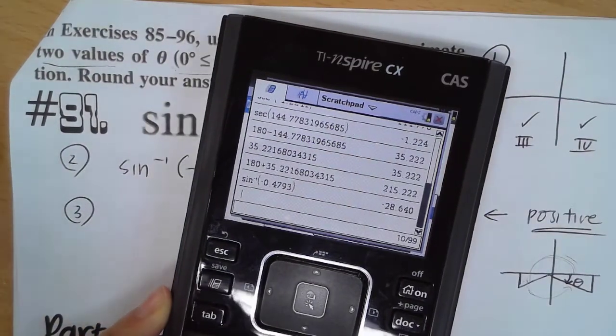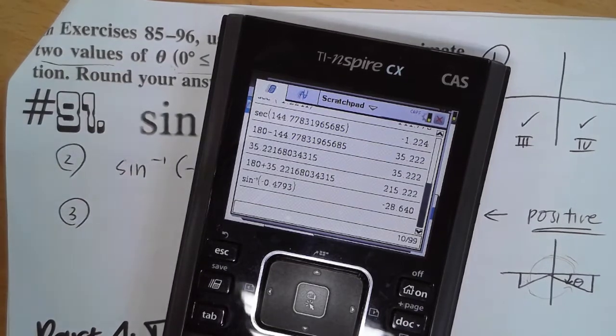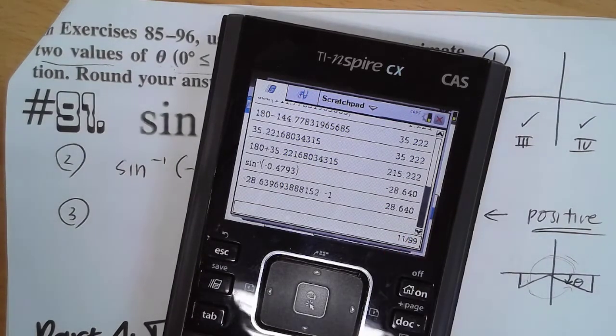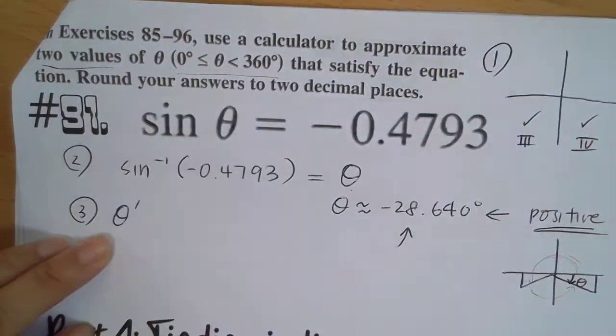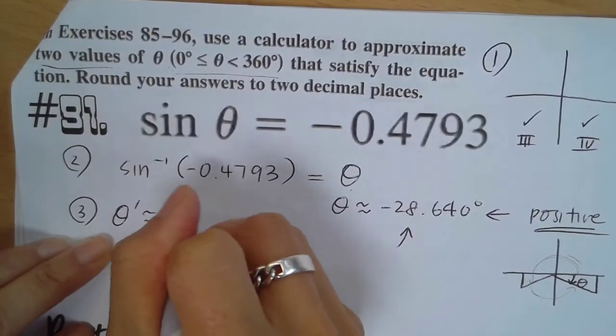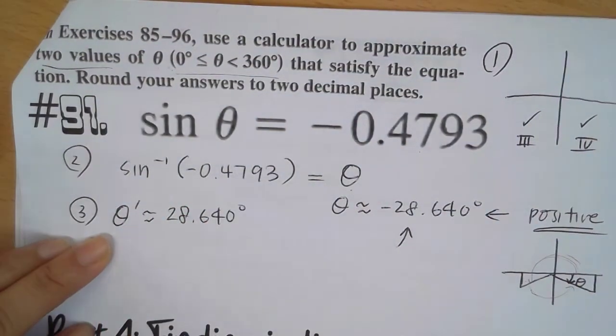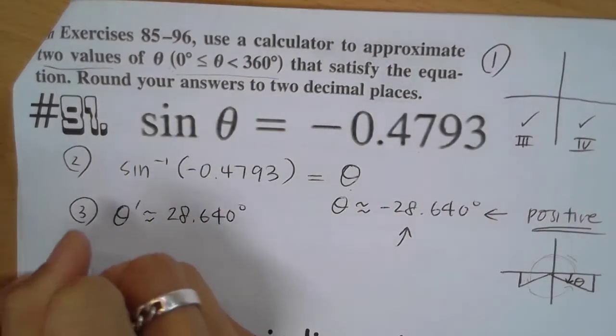You got to know how to control your calculator. So you know what I'm going to do? I'm going to multiply this guy by -1. Why? Because I want to make my reference angle positive. So I'm going to write this here. Reference angle is approximately 28.648 degrees. I may need that, okay? I may need that. So which one do you want to find first?